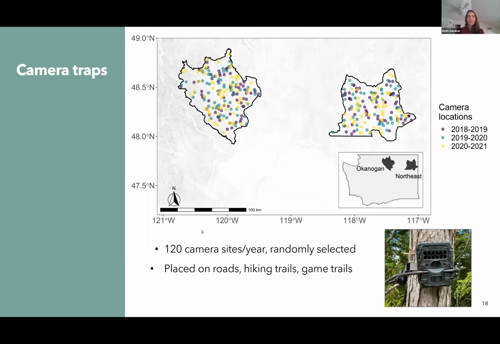In order to answer this question, we used those camera trap data. We had 120 camera traps across the study area. They were placed on roads and hiking trails and game trails in order to increase our detections. And we had them out for 3 years, so there's about 360 cameras at different sites over the 3-year study.